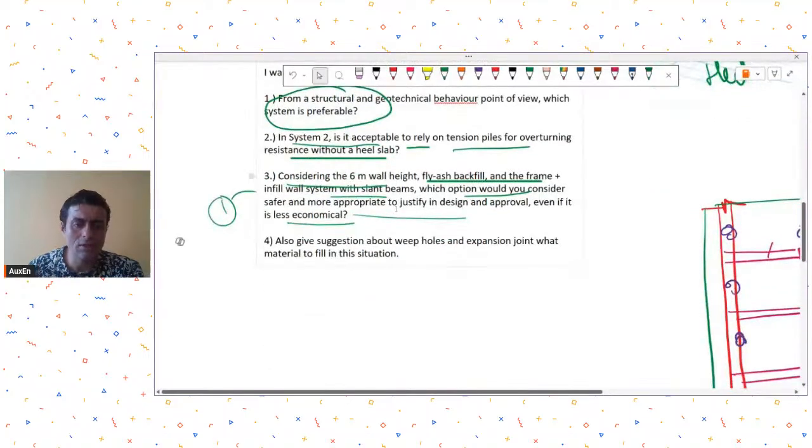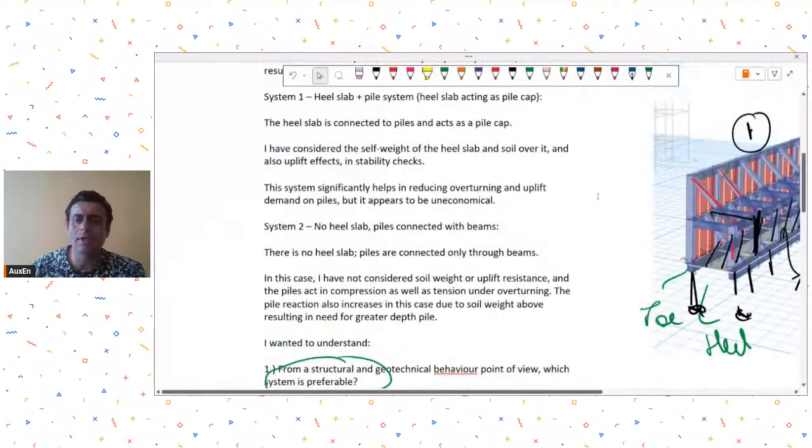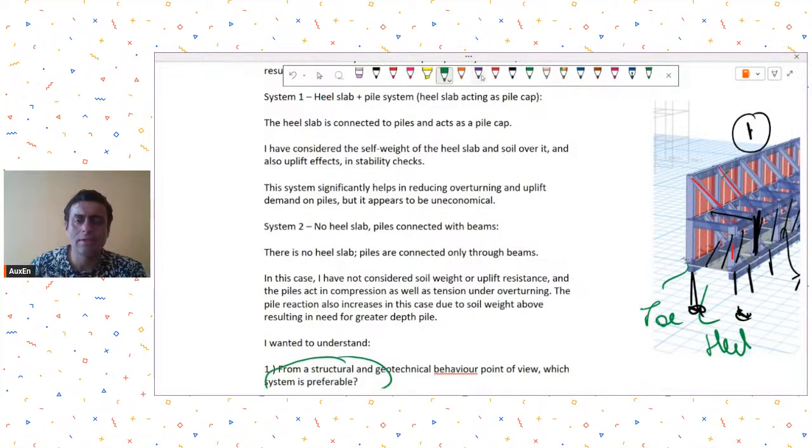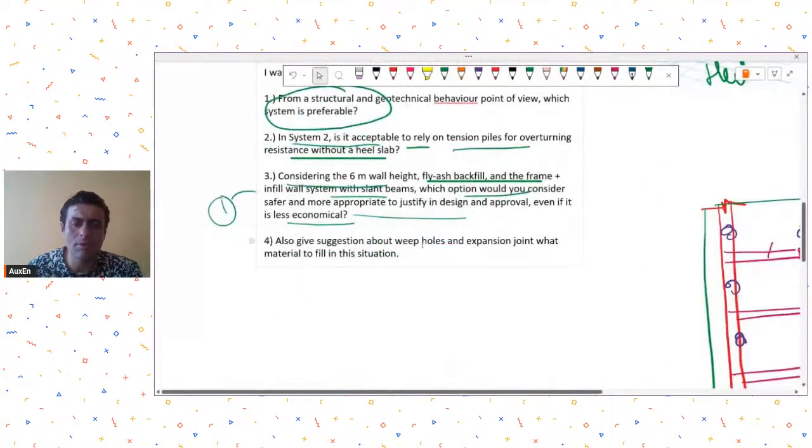Then he is asking, also give suggestions about weep holes. Weep holes you can leave as per your requirement. Generally, in this framing you have created, we leave around 100 dia weep holes. Those you can plan, and the height or the levels can be decided as per your site condition. So providing weep holes is not a problem.